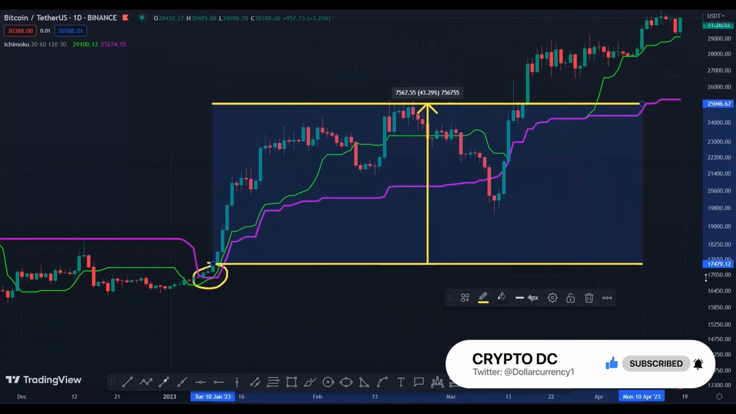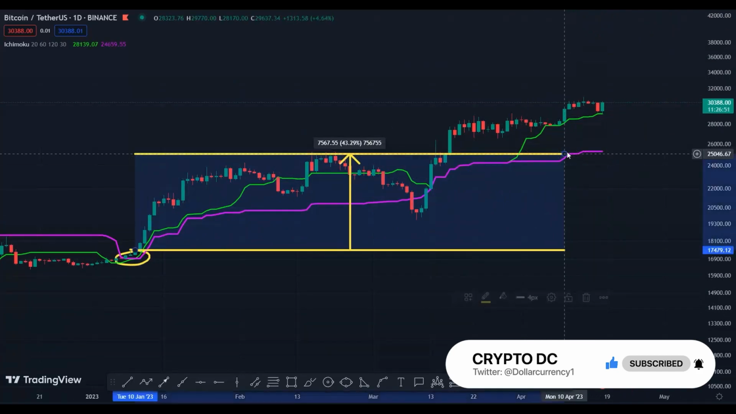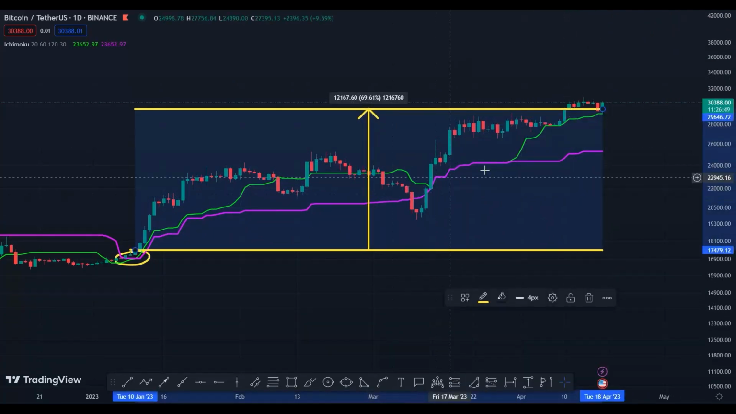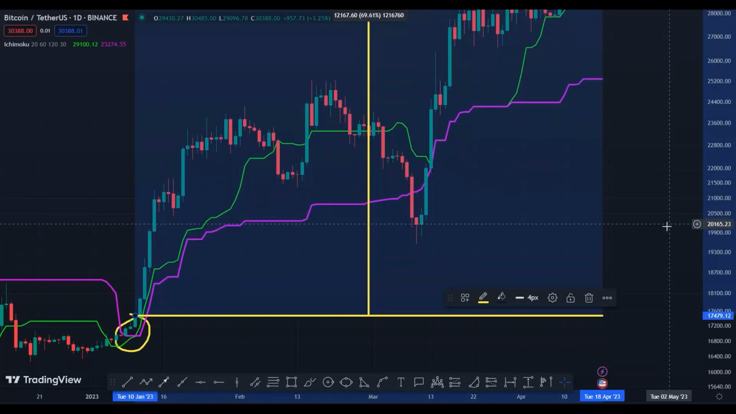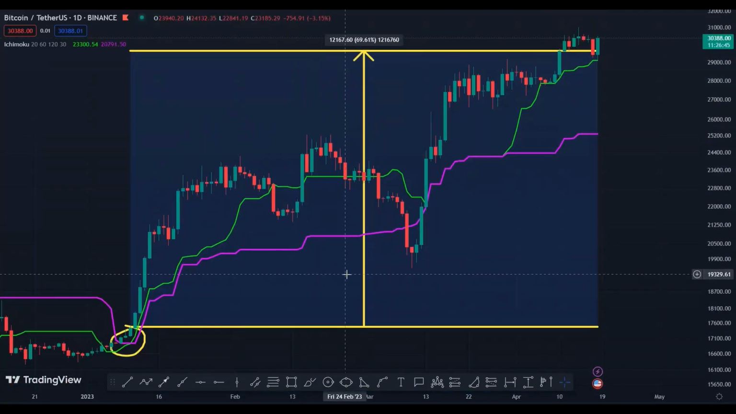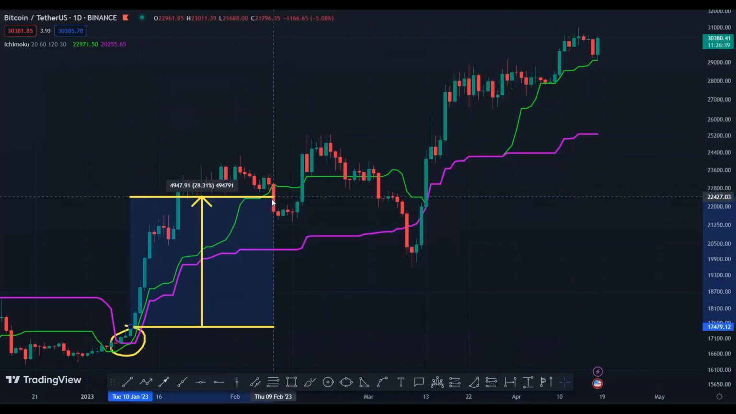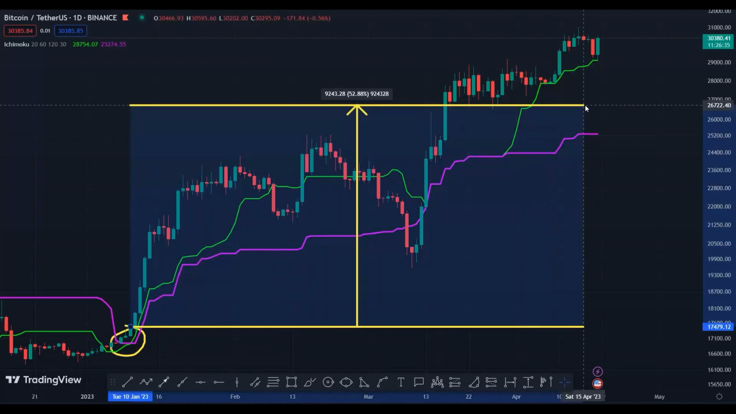You want to buy and you want to hold it. We didn't have a bearish cross during this recent move in Bitcoin. But to be fair, here is the time for you to take profit.